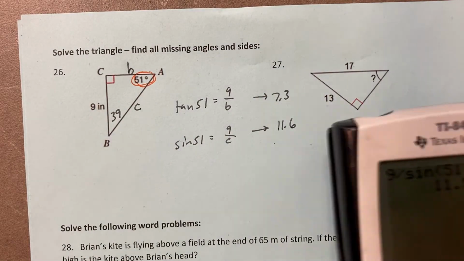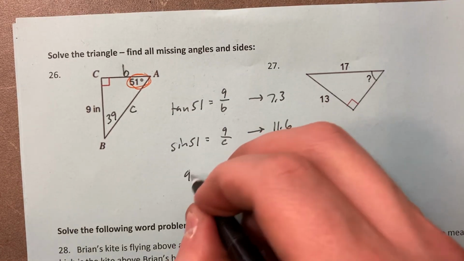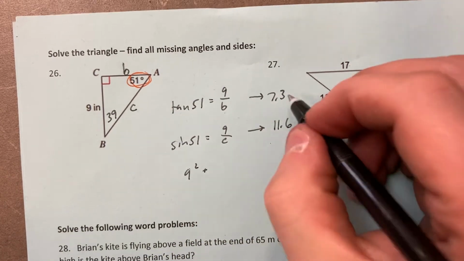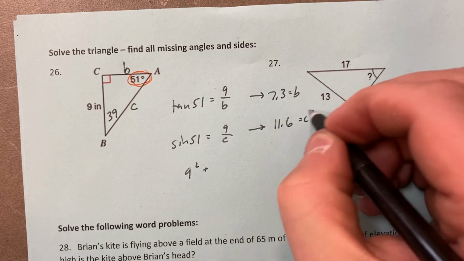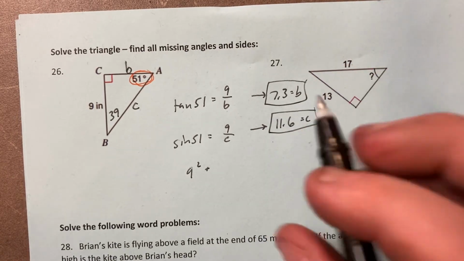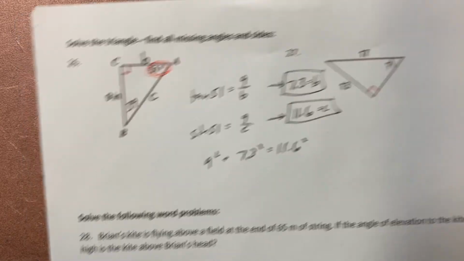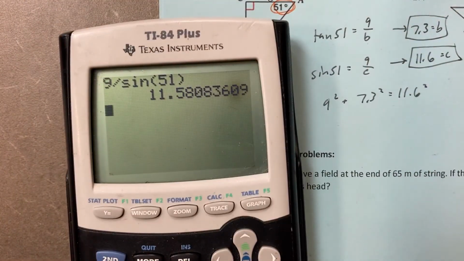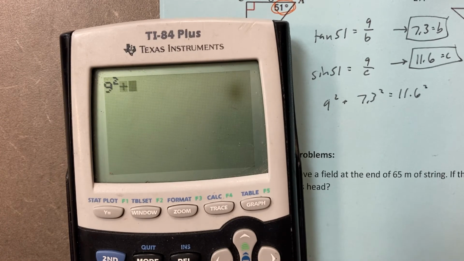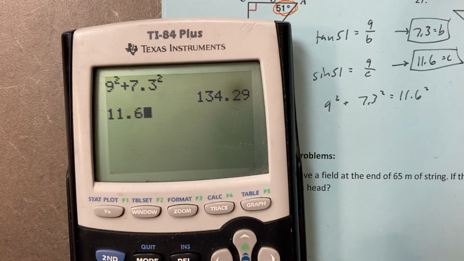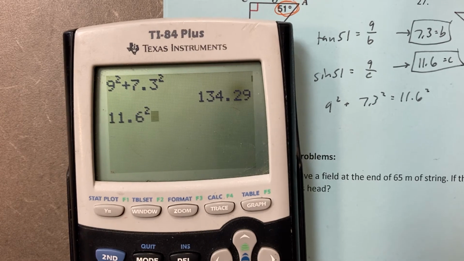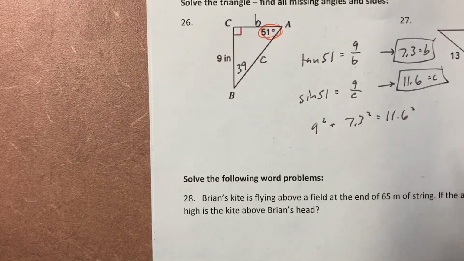And I can check my work with 9 squared plus, this was B, this was C. 9 squared plus 7.3 squared, and see if it's equal to 11.6 squared. Let's just check it out. Bam, and should be close. Not going to be perfect, but they are close. I rounded, so I feel pretty good about my answers.